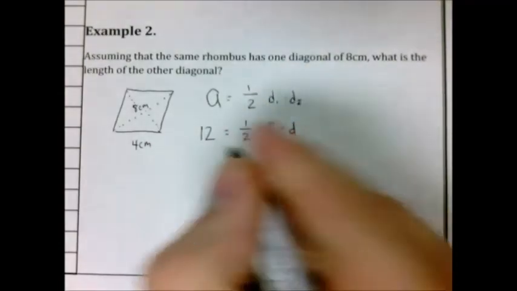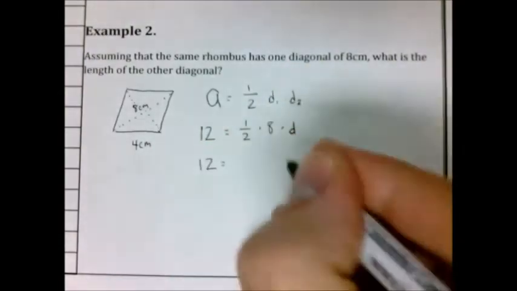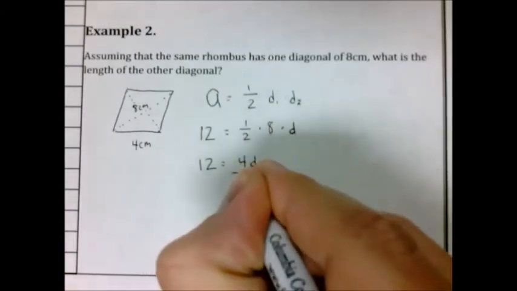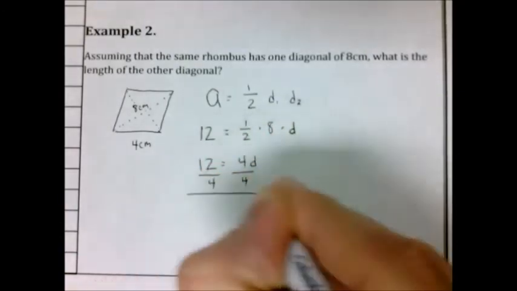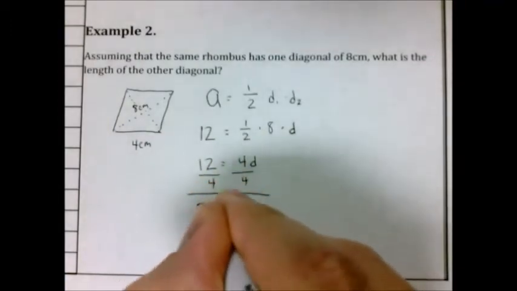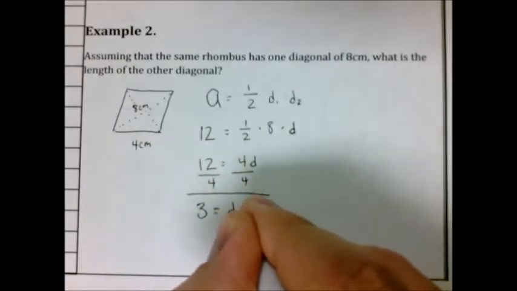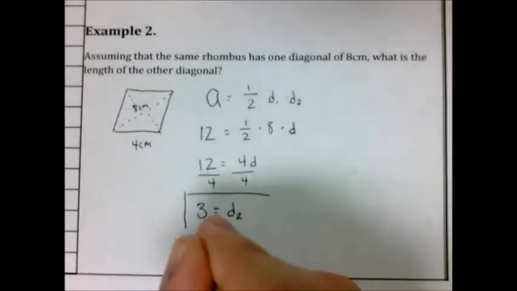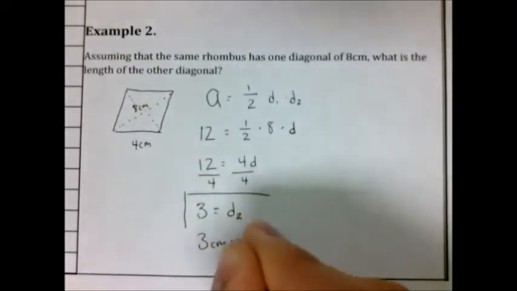So 1/2 times 8, let's simplify things a little bit first. 1/2 times 8 is 4, so 12 equals 4D, and then divide by 4 on both sides. We end up getting 3 is equal to the other diagonal. So 3 centimeters is the other diagonal.